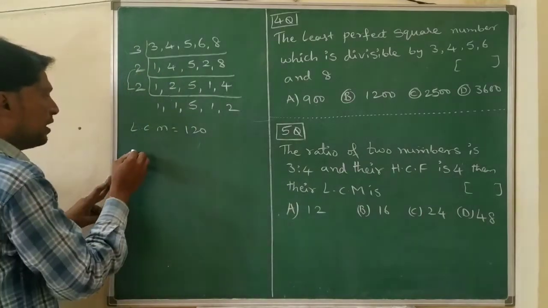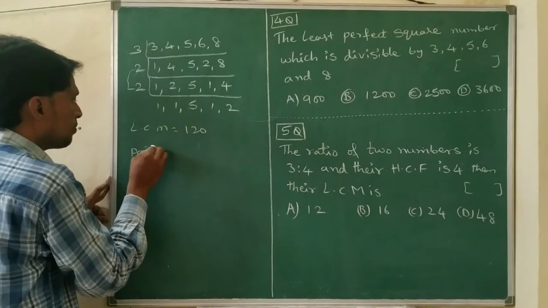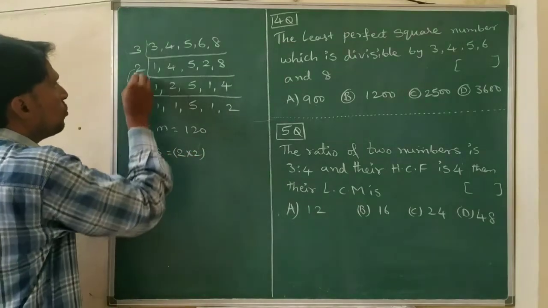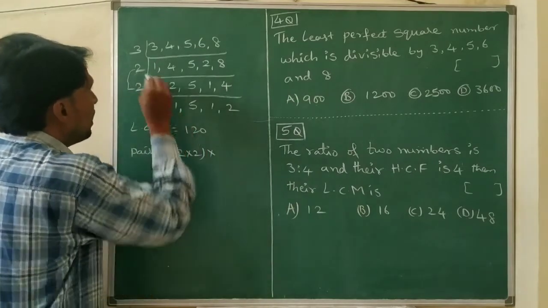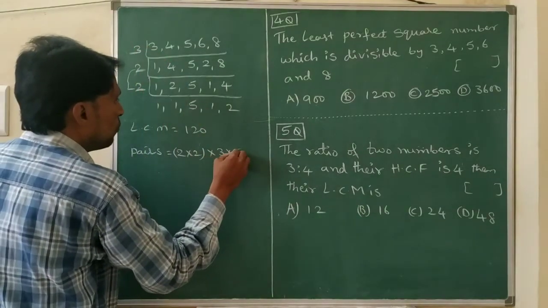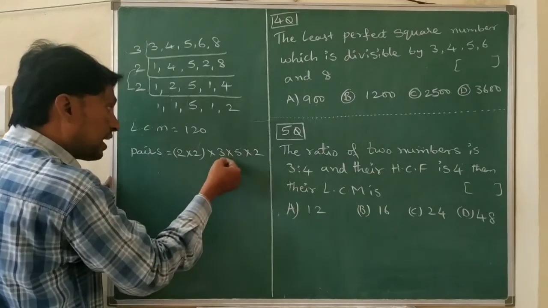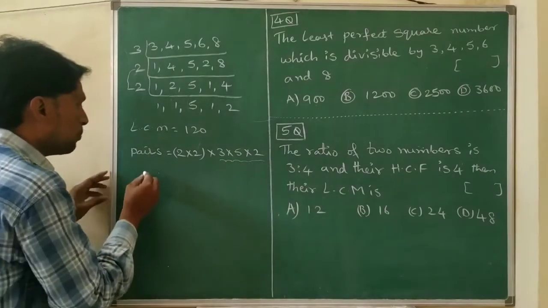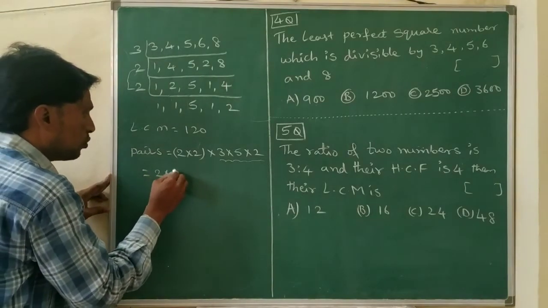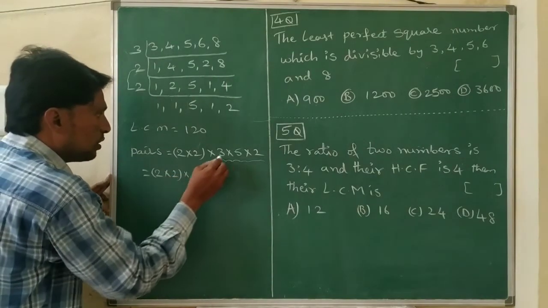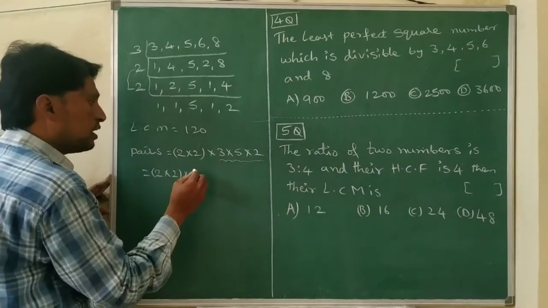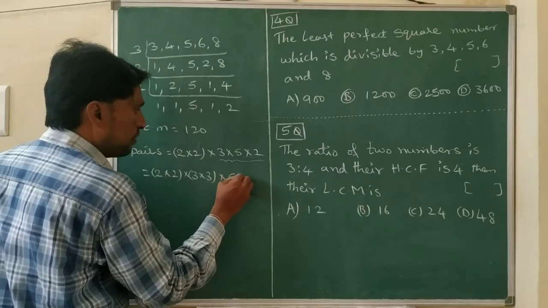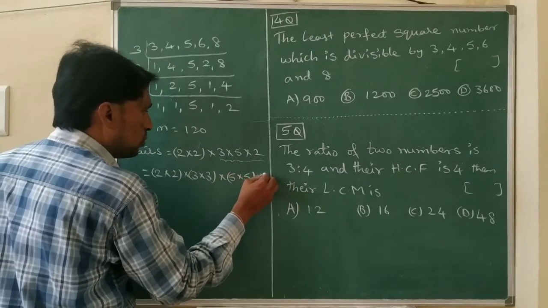Now we can take the pairs. 2 into 2 it is having, so both are there. And without a pair, 1: 3 into 5 into 2. So again, for the ones without a pair, you can multiply with itself. Means 2 into 2 as it is, 2 into 2 only, and one more 3, 3 into 3. Perfect square we need to choose. And 5 into 5. And 2 into 2.